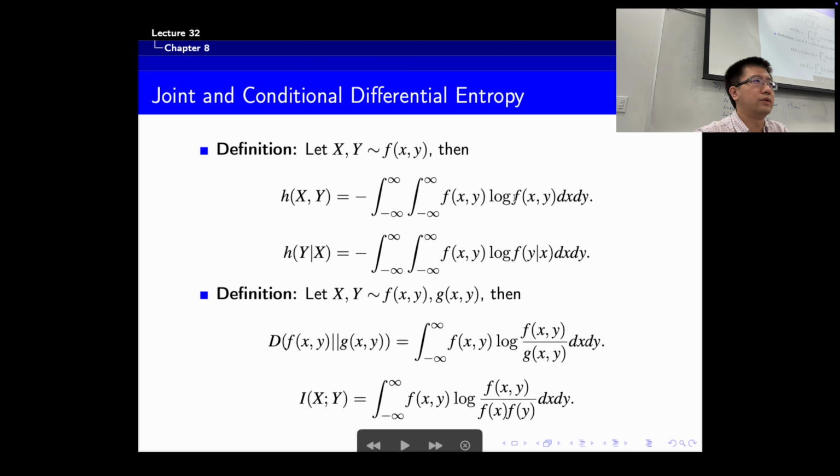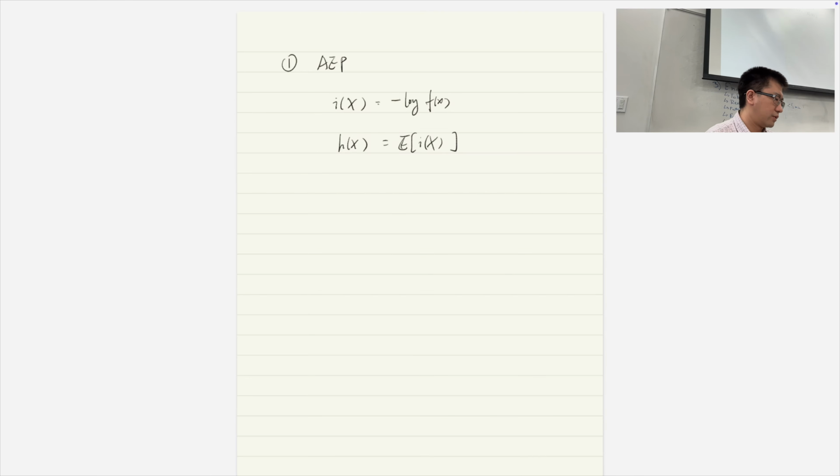As before, the first step is to define what is self-information. The definition of that is the same as before, equal to minus log f(x). The differential entropy is an expectation of this. Now be careful, it can be negative. Before we cannot have any negative numbers.